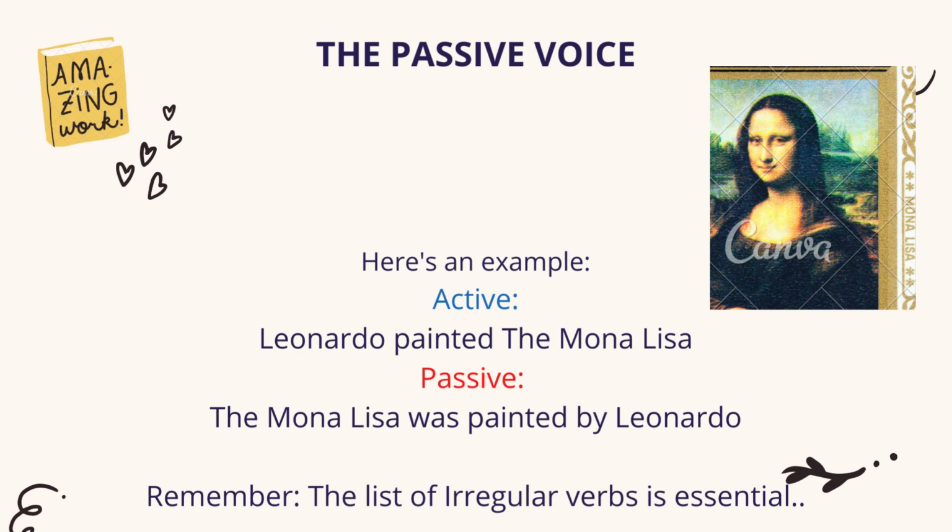So here you can find that the direct object of the active voice is now the subject in the passive voice. And then you can find the verb to be, that we use in the same tense as the verb in the active voice, and it is followed by the past participle. And it depends if we want to use the agent. If we want to use the agent, we need the preposition by. And remember, the list of irregular verbs is very important because it's essential, okay? You have to use it to form the passive voice.